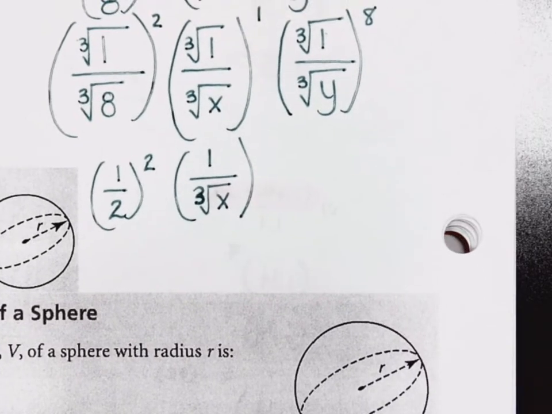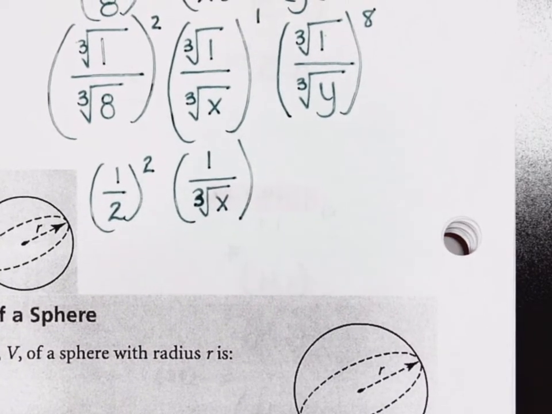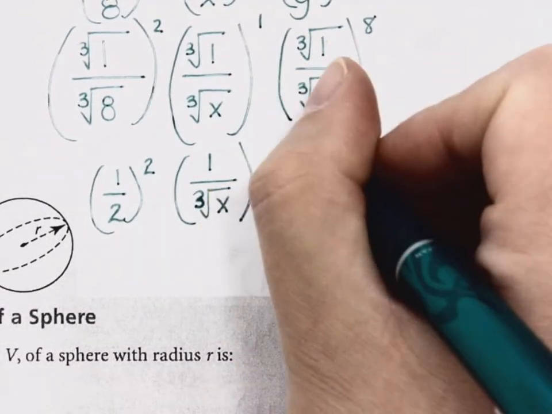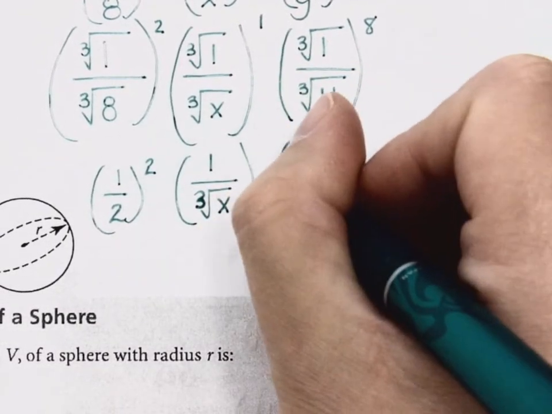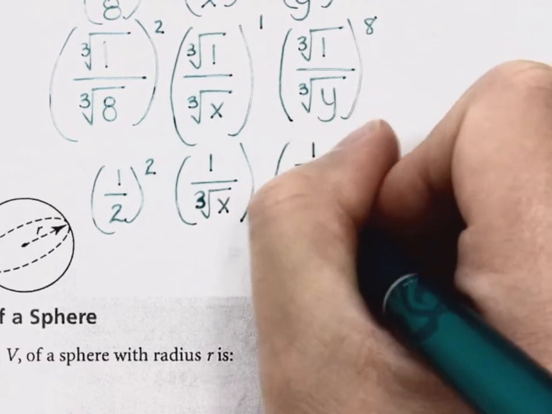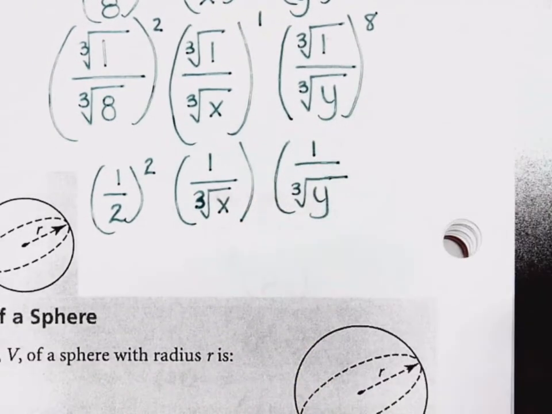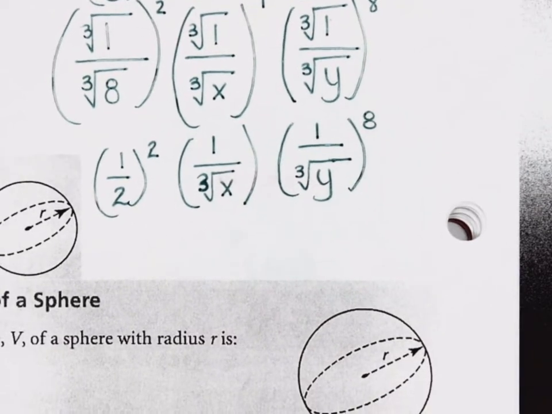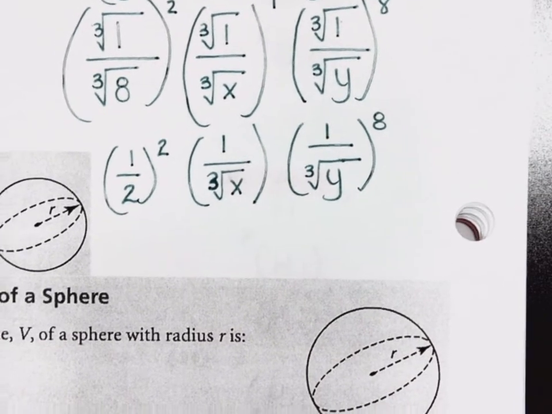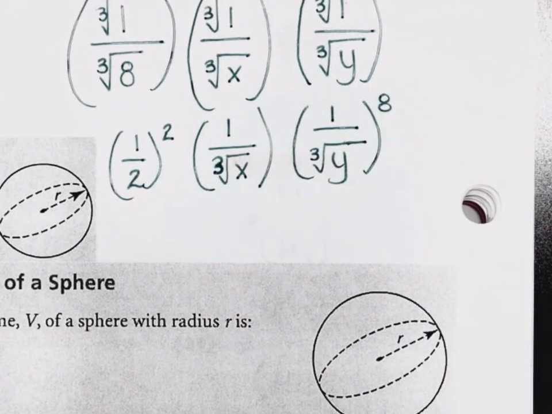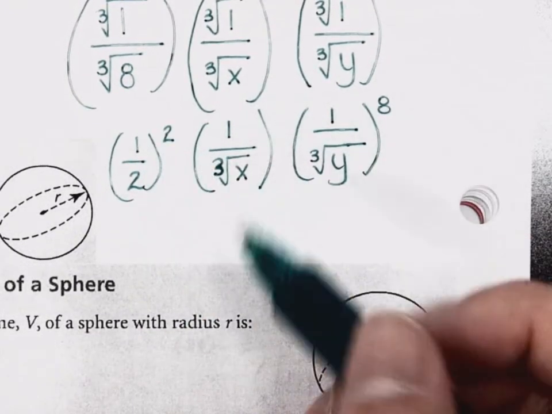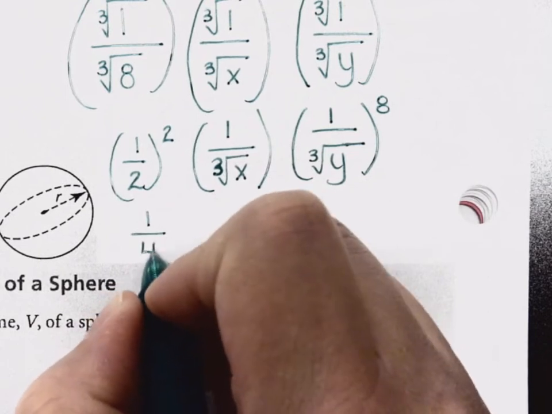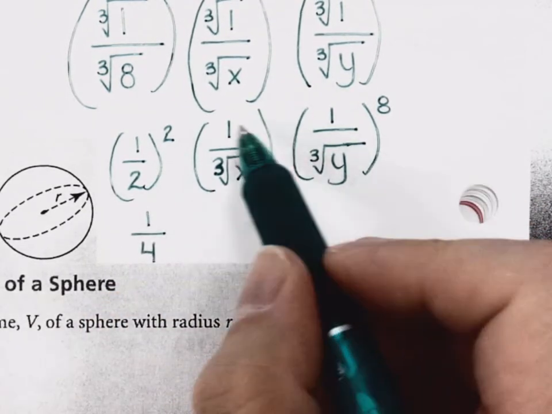You'll be okay. I'm making sure I show you every single line. This is going to be 1 over the cube root of y, but it's to the exponent 8. Okay, what's 1/2 squared, everybody? What's 1 squared? 1. What's 2 squared? 4. Okay, nothing I can do here.